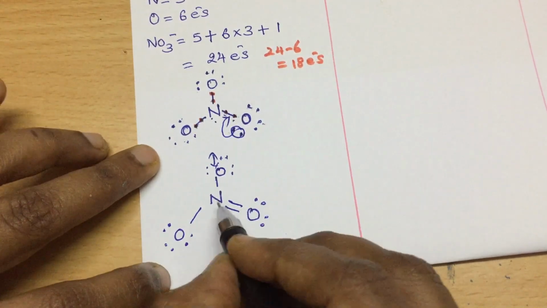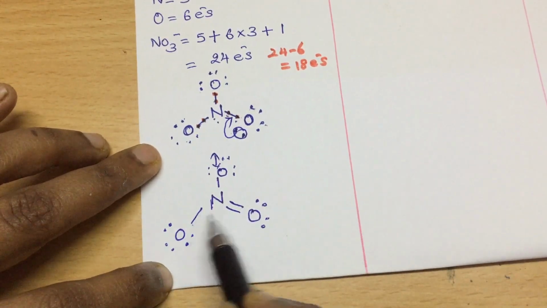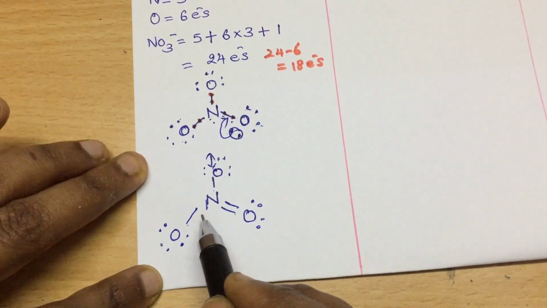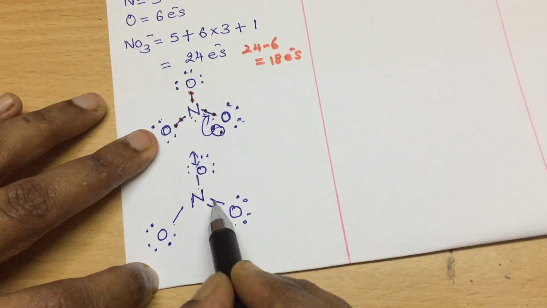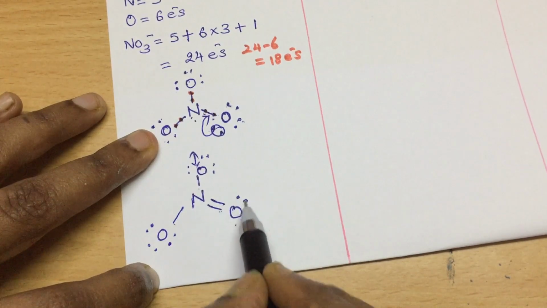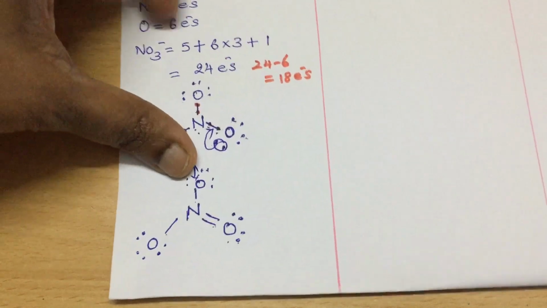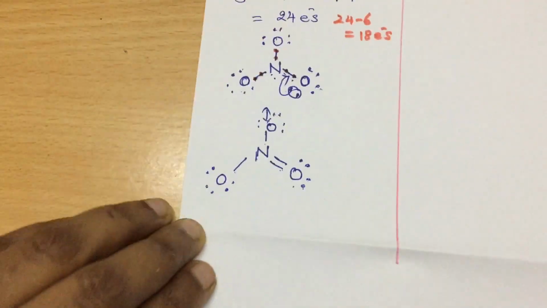Now check the octet for nitrogen: 1 2 3 4 5 6 7 8. Now the octet for the nitrogen is also completed. For this oxygen, check: 1 2 3 4 5 6 7 8. Okay, completed. So one more thing, there is a minus charge.